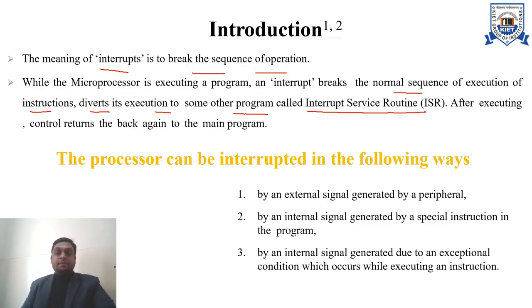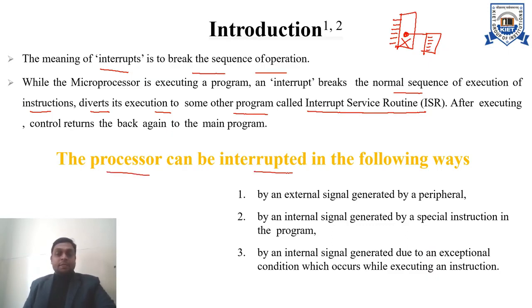We can say that this is a program which is normally being executed. Suppose here an interrupt is generated. Now this interrupt will cause the execution of some other subroutine. It will disturb the normal execution of this program. Such a scenario is known as an interrupt.